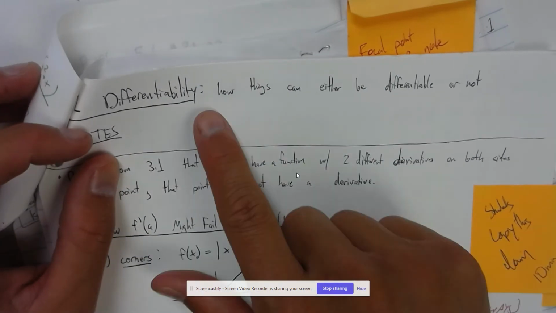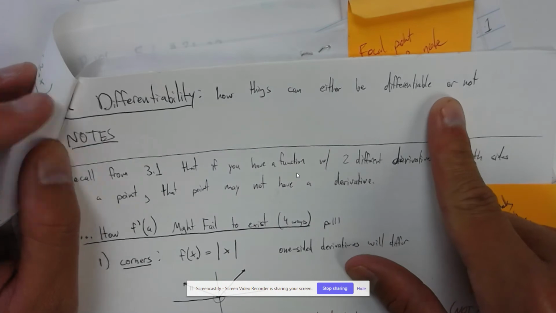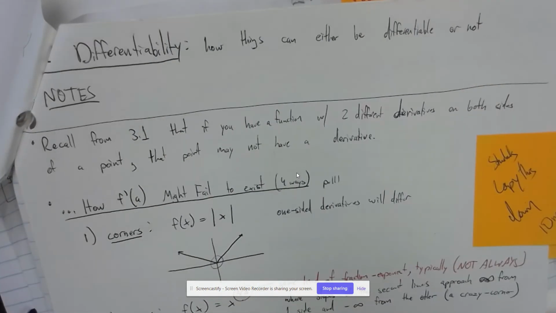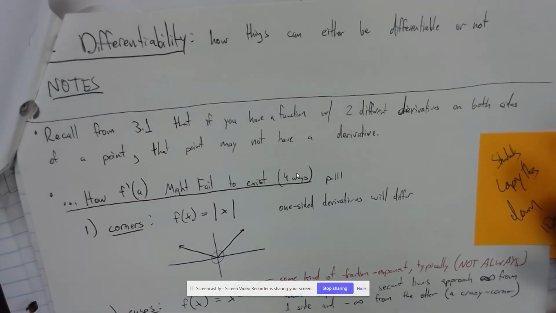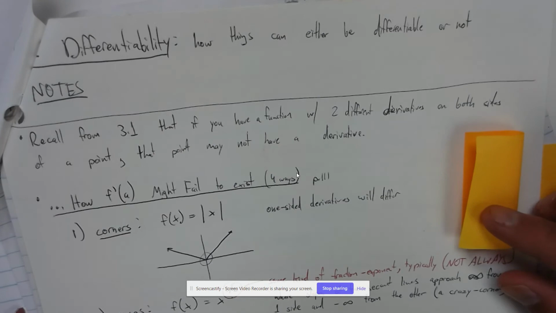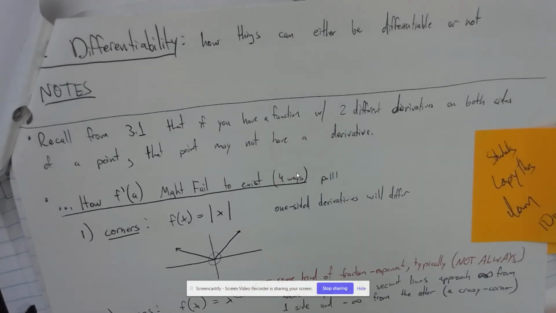So basically what this section is all about is how things can either be differentiable or not. And I want you to actually write all the stuff down. You can pause if you need. You don't have to do the Post-it notes. These Post-it notes are for me, for notes for myself. So I'm just going to read this out loud.